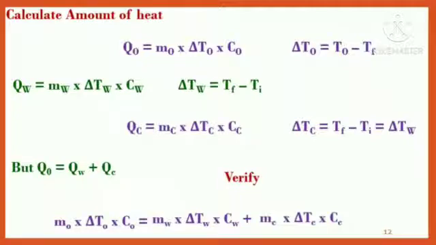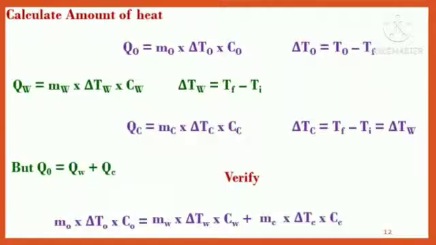Now QW is equal to MW into delta TW into CW. Delta TW is equal to TF minus TI. Here QW means the total heat gained by the water. MW means mass of the water. CW means the specific heat of the water. TF means final temperature, and TI is the initial temperature.